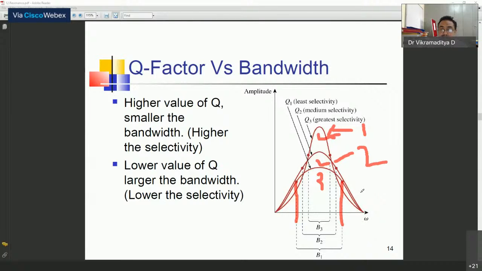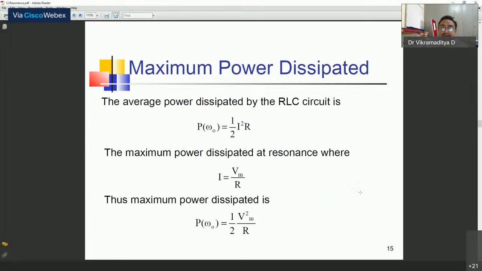I think the selectivity concept is clear. Then how much power is dissipated, the average power dissipated by an RL circuit? We know that average power is nothing but half I square R, and that is at the resonance frequency. So we are concerned with the resonance frequency, and the maximum power dissipated at resonance, where I is equal to Vm by R, is also equal to half Vm square upon 2R. So these are some power calculations.